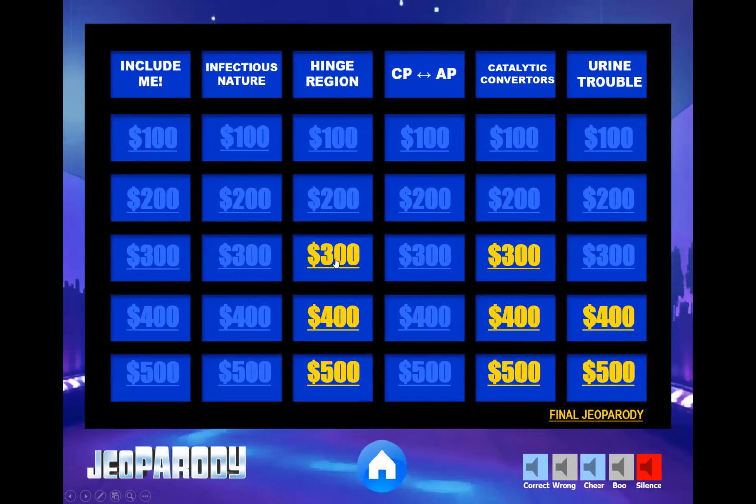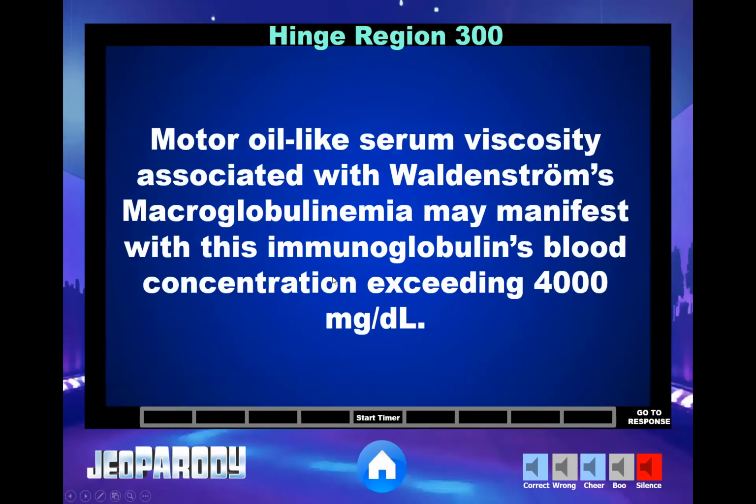Hinge region for 300, this answer is motor oil, like serum viscosity, associated with Waldenstrom's macroglobulinemia, may manifest with this immunoglobulin's blood concentration exceeding 4,000 milligrams per deciliter. That's 4 grams per deciliter. Very high protein concentration, especially of a single immunoglobulin. What's the disease? Or what's it? Yeah, you have IgM.